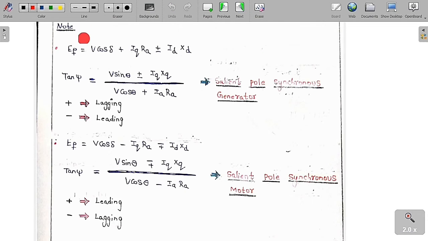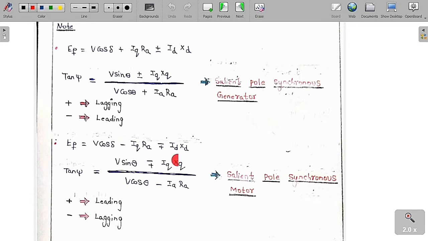Finally we are going to compare each and everything for the salient pole synchronous generator and the salient pole synchronous motor. We have learned this concept of the salient pole synchronous motor up to now. Let me tell you in detail regarding these equations. The EF value we get like this. Let me assume lagging nature. For lagging nature, EF is equal to V cos delta minus IQ into RA plus ID into XD.